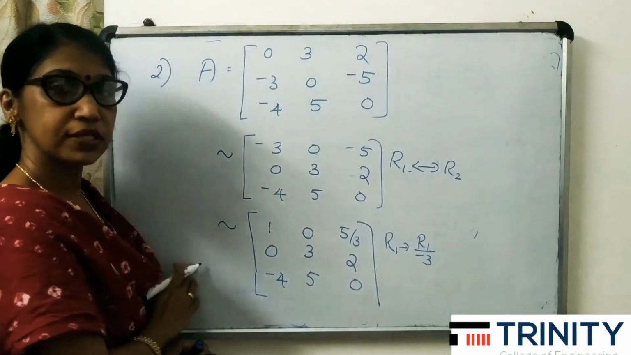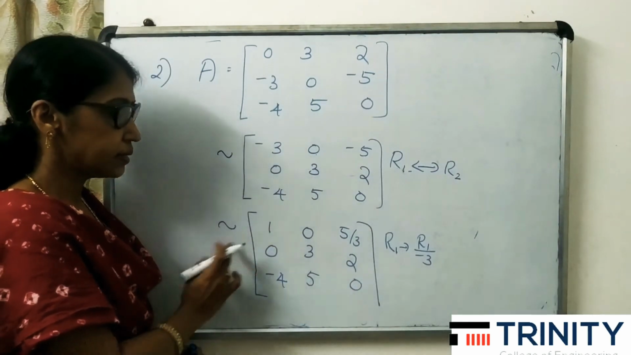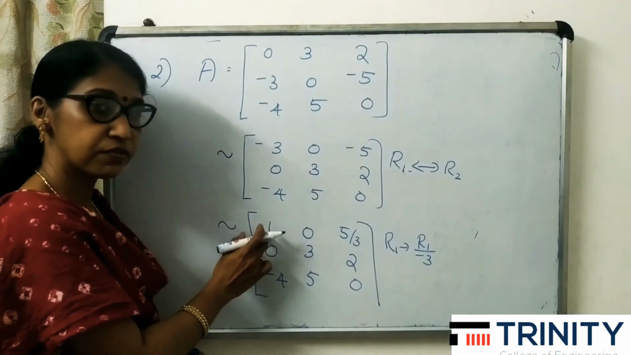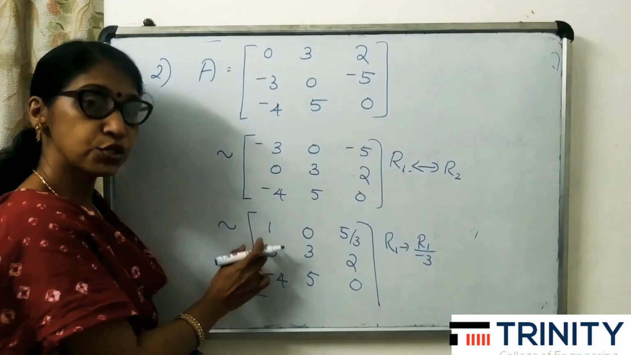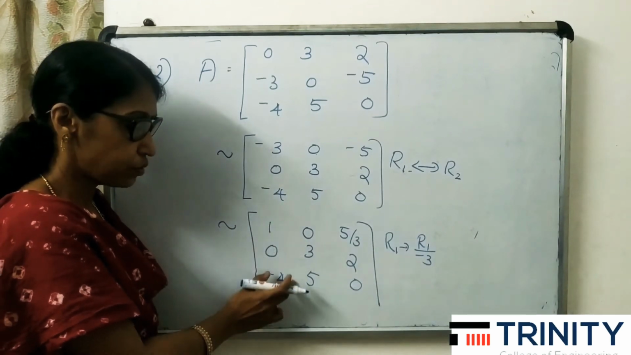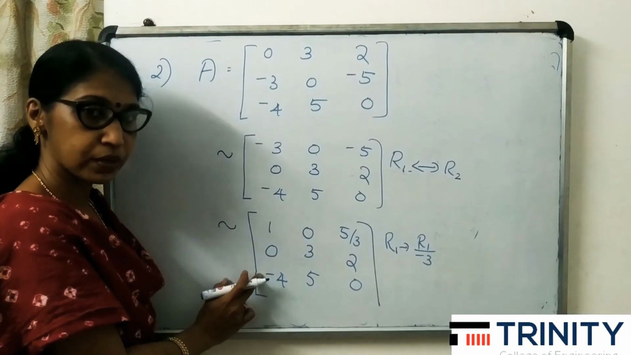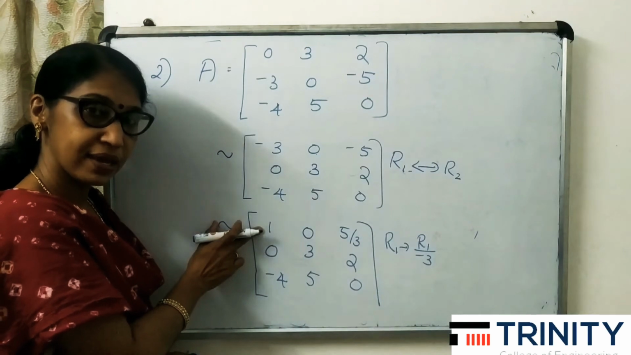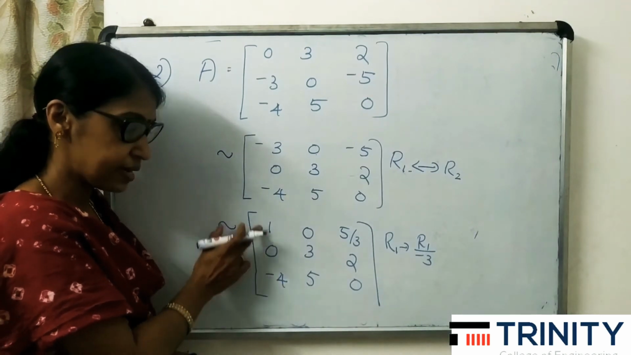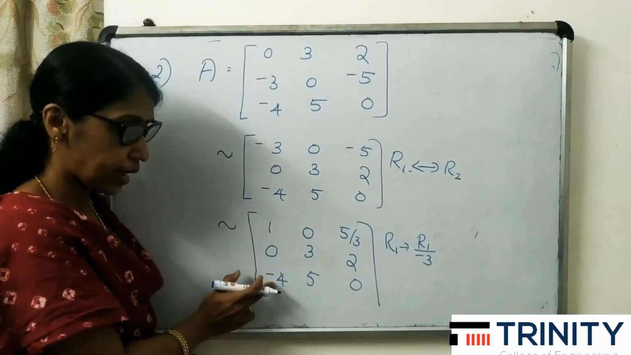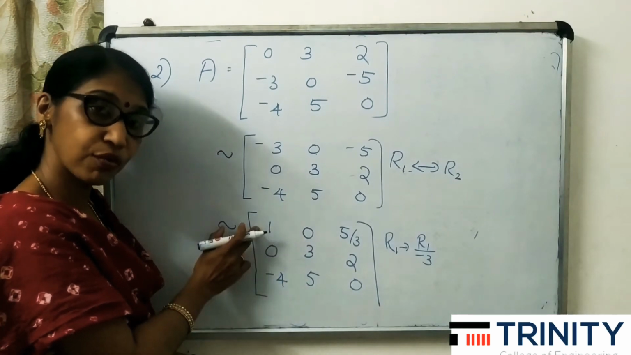Okay. Now what is the next step? Now we have to make all the elements in the column containing this 1 equal to 0. This element is already 0. We have to make this element 0. For that we multiply this row by 4 and add the two rows, and we get 0 here. So the next transformation is R3 gives R3 plus 4R1.